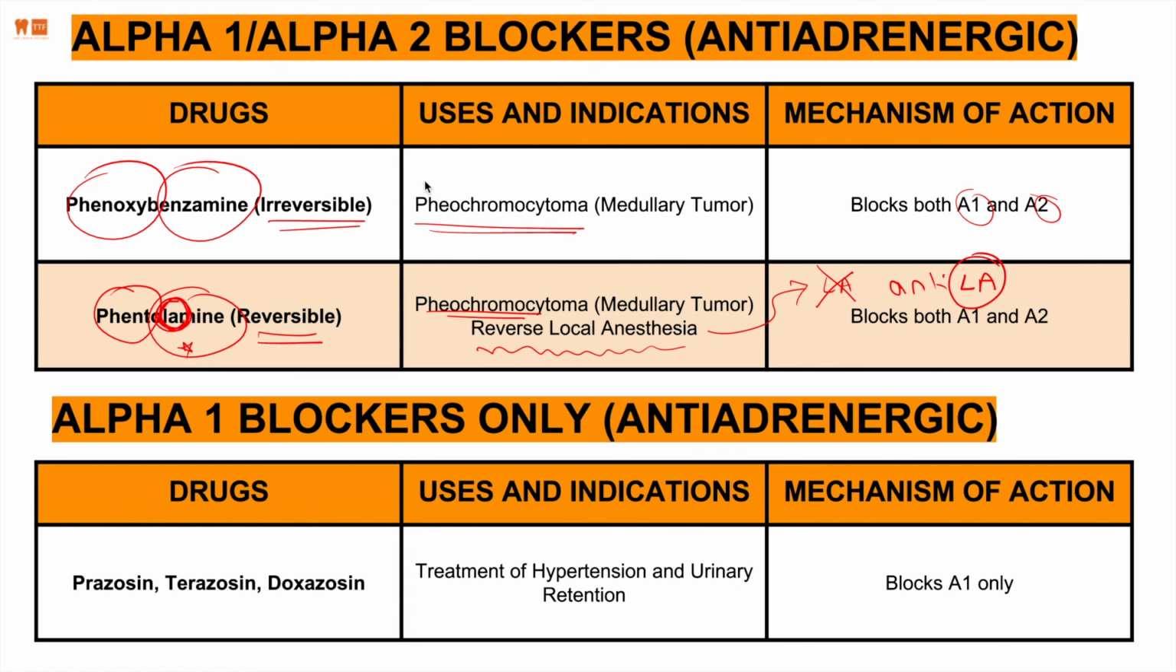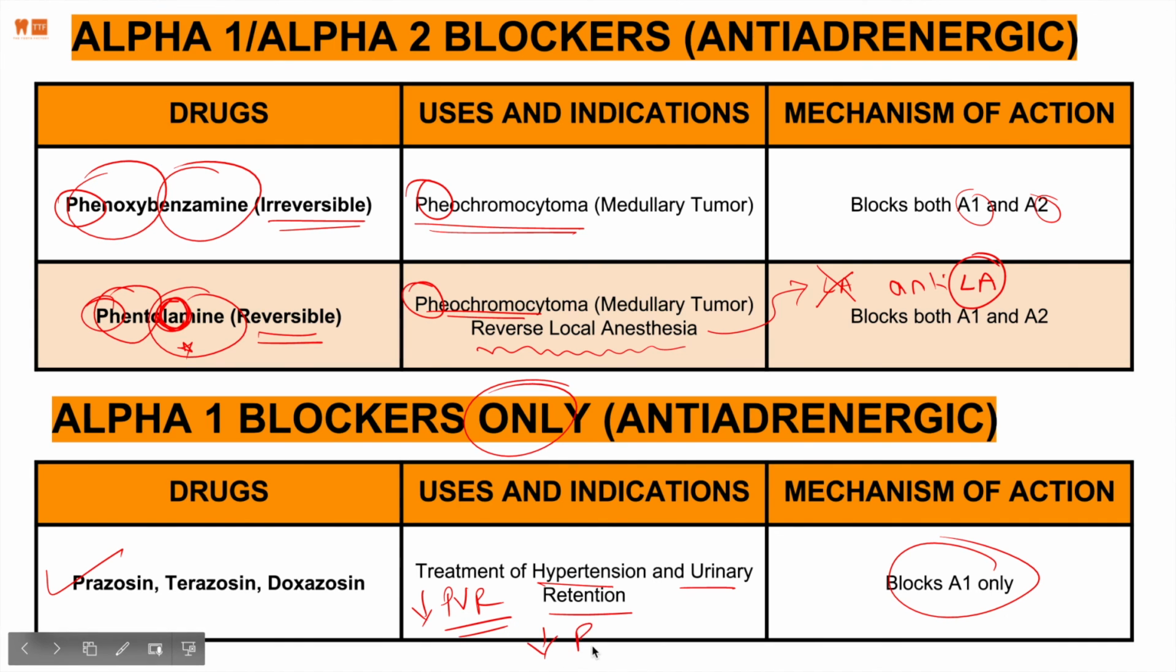Now, well, in that case, pheochromocytoma and phenoxy is just another way to remember. Phe. Okay? Alpha 1 blockers only. We're talking about the zosin, guys. Selective: prazosin, terazosin, doxazosin, treatment of hypertension and urinary retention. Blocks alpha-1 only. We know how this works. It reduces peripheral vascular resistance, therefore reduction in blood pressure.